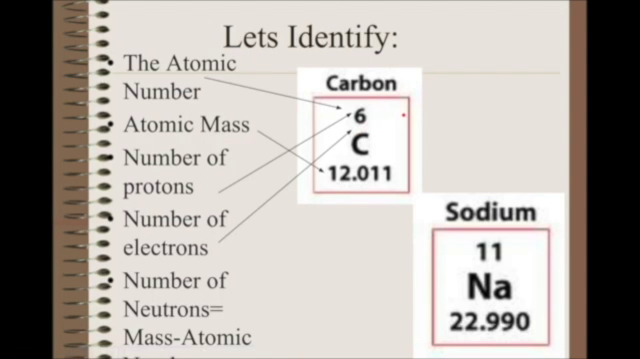So if we were to round 12.011 to 12, it would be 12 minus 6, which is 6. Now if you look at sodium, the atomic number for sodium would be 11. The atomic mass would be 22.990. The number of protons would be 11. The number of electrons would be 11. The number of neutrons, so let's round 22.99 up to 23. So 23 minus 11 is 12. So you would have 12 neutrons.